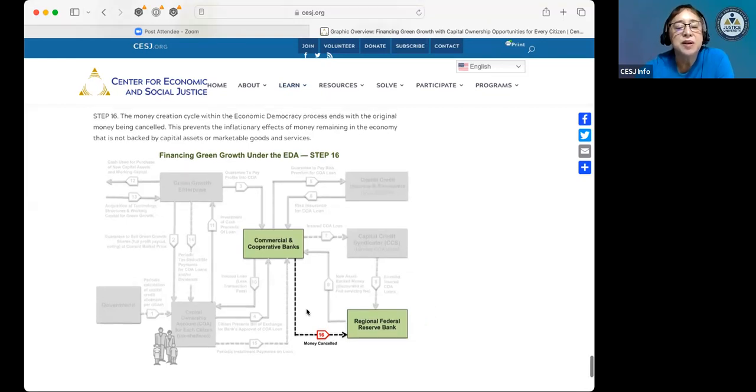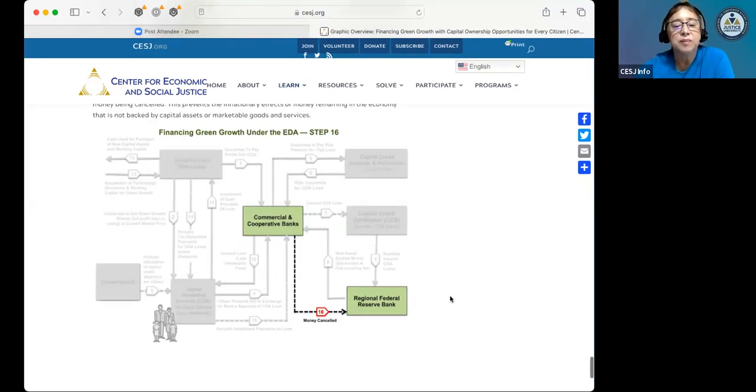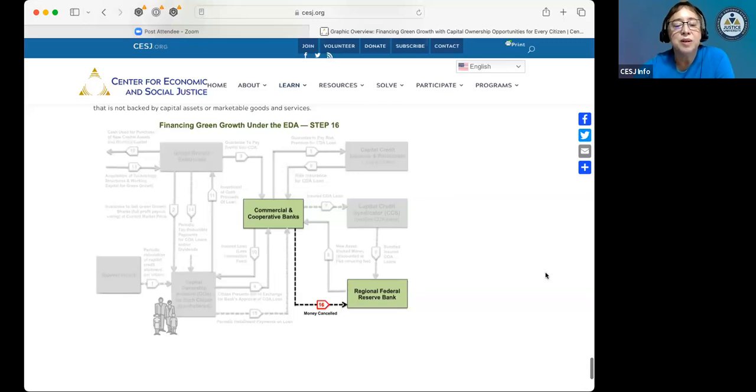Okay, and what that does is it prevents inflation. In other words, you never have too many units of currency that are not backed by the new goods and services to be produced. And that way you complete the chain.